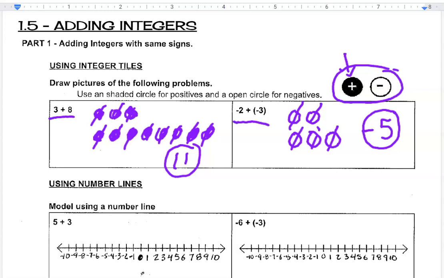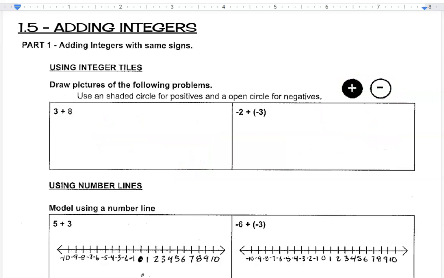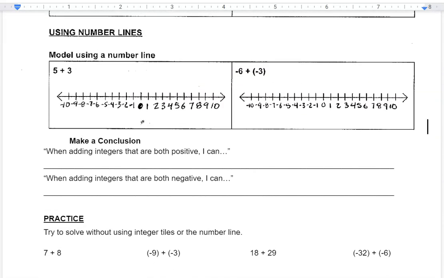Now, some of us might not like the integer tiles, so we can also use a number line. So if we go down here using a number line, we have 5 plus 3. So we're going to start at 0, and then we're going to jump to 5. 1, 2, 3, 4, 5. So if we're positive, we're going to go to the right. If we're negative, we're going to go to the left. And then we need to add to that 3 more positive numbers. So we go 1, 2, 3 more positive, and we end up at positive 8.